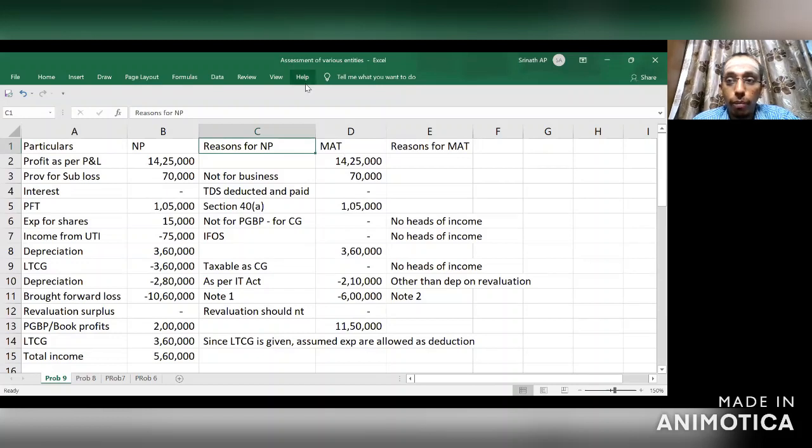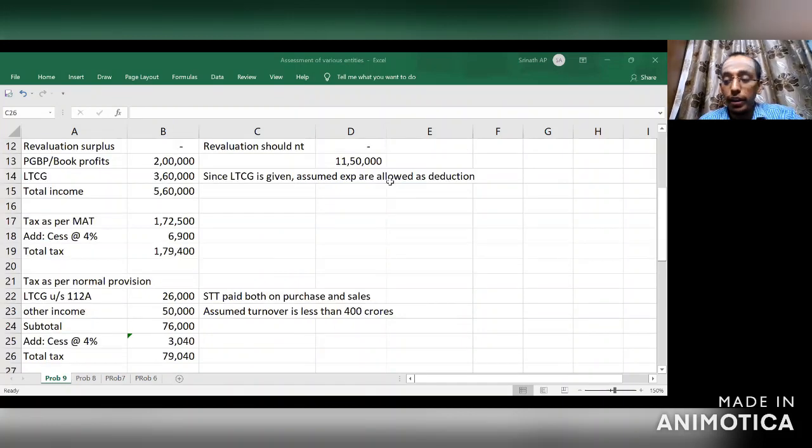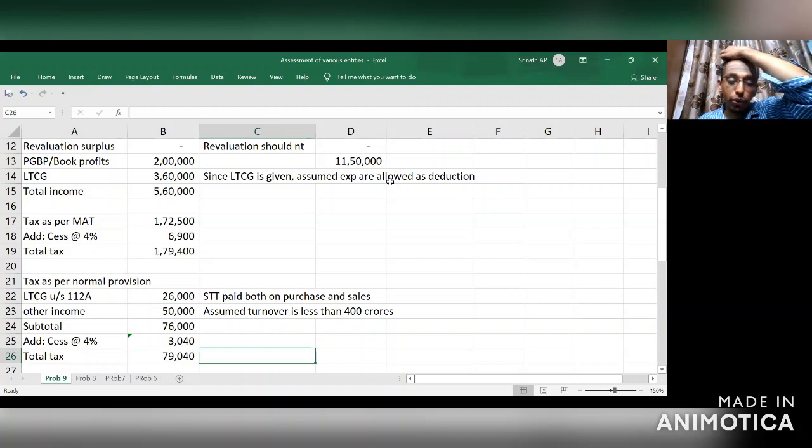Maybe I will wait for 1 more minute in case you have got doubts, we'll discuss. Otherwise, we'll proceed. This is what we got for MAT. We have spent more than 4 hours, 4.5 hours on this MAT, with only 2 sections that we have.